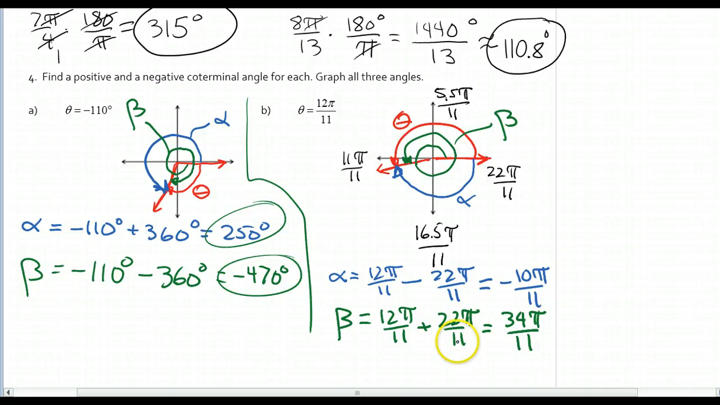Now sometimes if you don't get a positive and a negative by adding and subtracting, you may have to subtract twice, or you may have to add twice. But you'll see how that works when you do some more example problems and some practice problems.